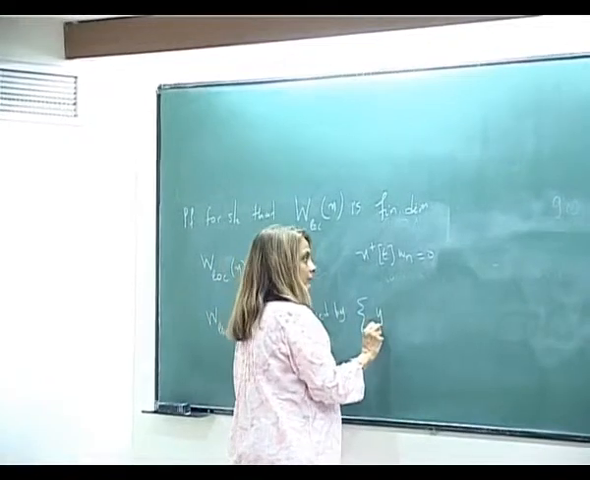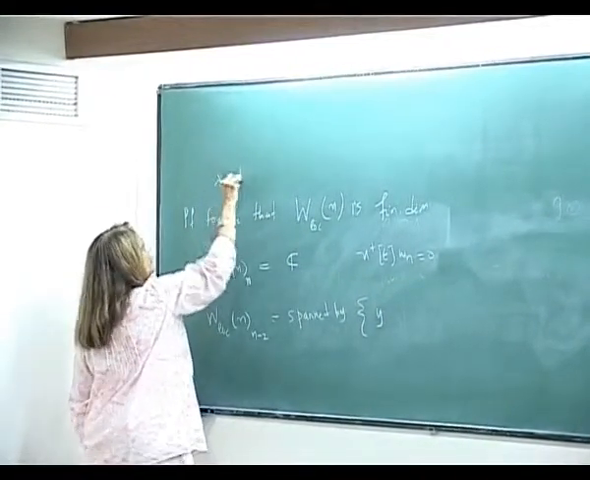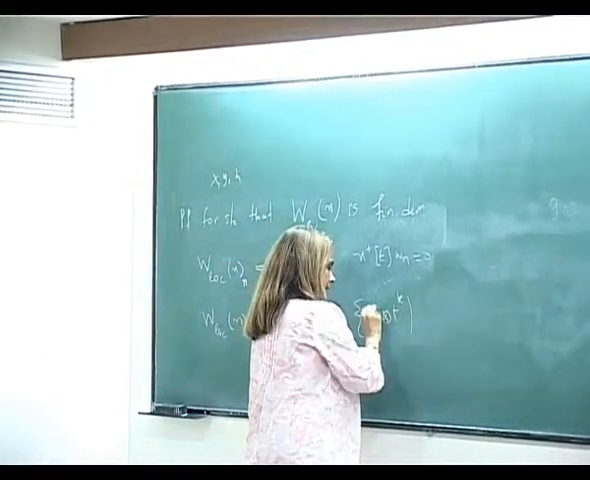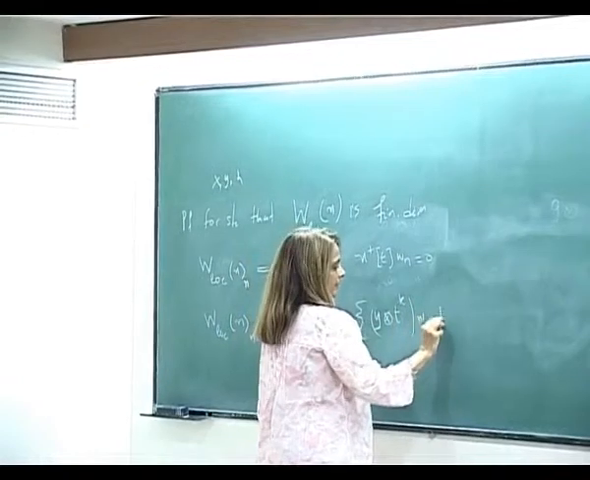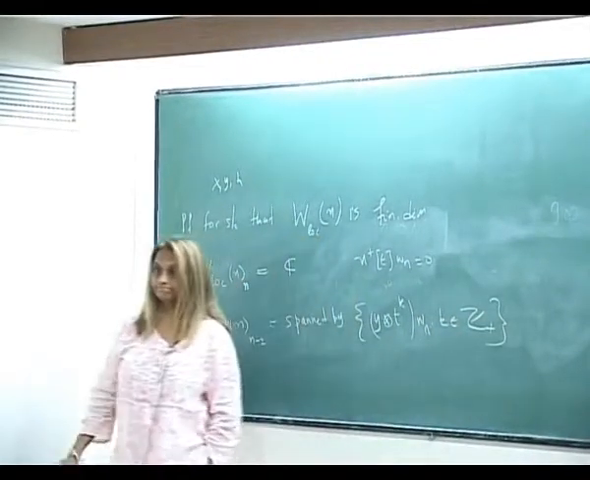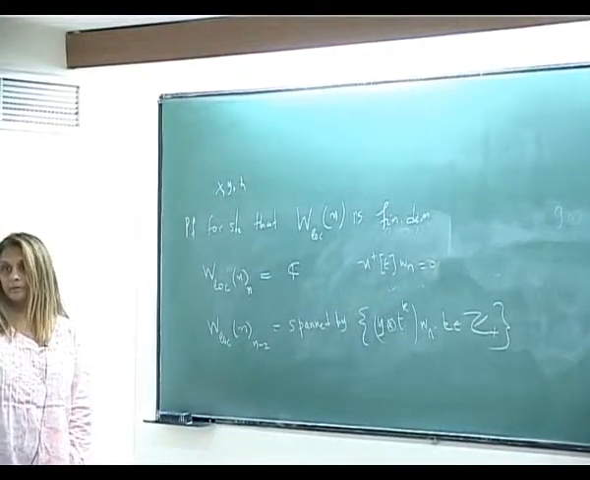So y, my SL2, so my standard basis is x, y, h. So it's spanned by y tensor t power k, wn, where k is in Z plus, right? That's all it can be by Poincare-Birkhoff-Witt.